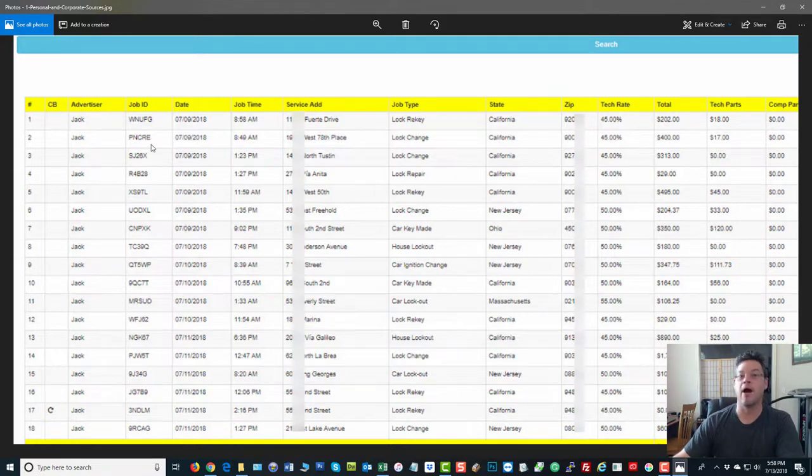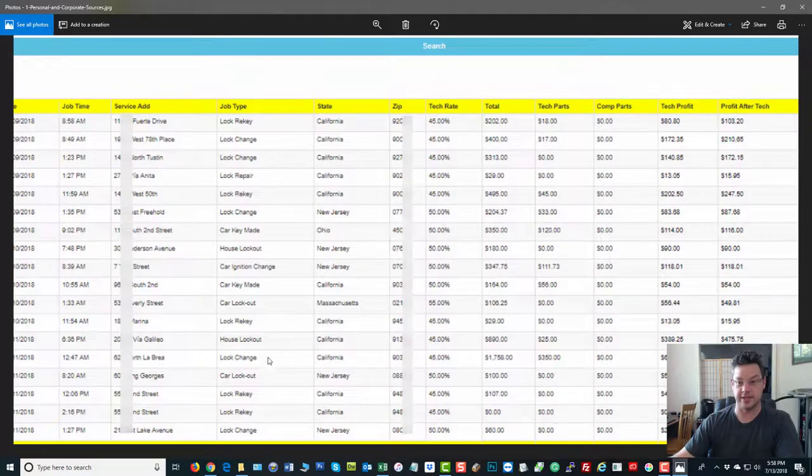However it is, he got them the leads, right? So here are the job IDs, and this all happened over that 2.5 day period. Anywhere from like 9 a.m. on the 9th up to 1:30 on the 11th, kind of thing. Okay, there's the service address.